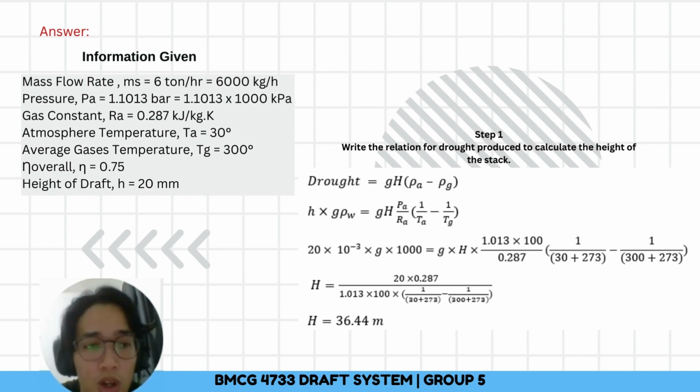So the first step to solve this question is to write the relation for draft produced to calculate the height of the stack. We know the draft pressure difference formula, which is draft equals g H times rho A minus rho G. And then by the draft system, we get H times g times rho W equals g H Pa over Ra times 1 over Ta minus 1 over Tg. By substituting the values, we get the height, which equals 36.44 meters.